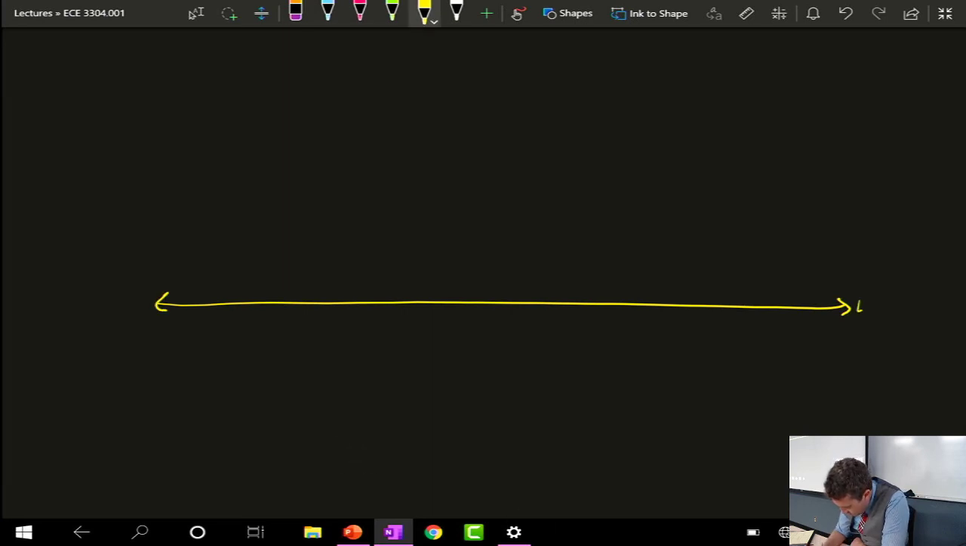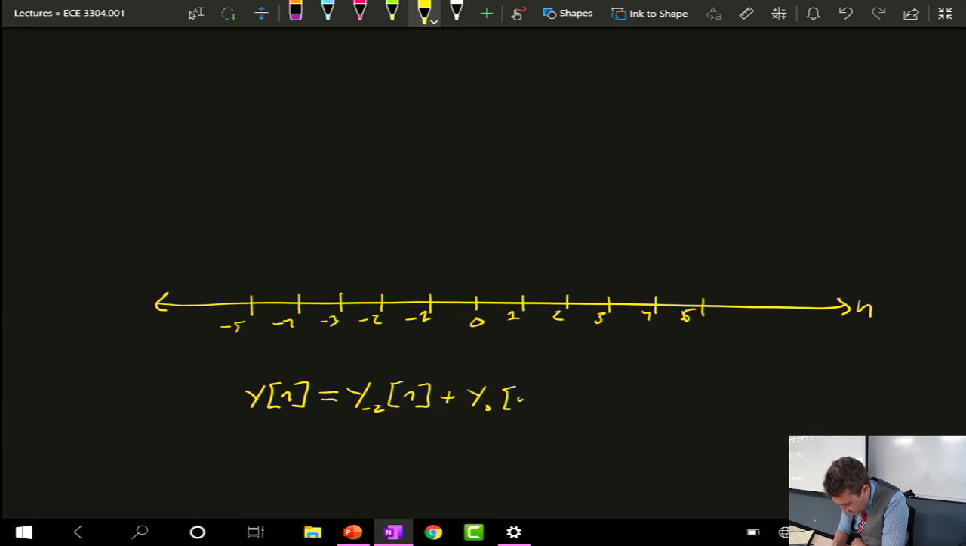Just as bad. Okay. And let's see, we have 0, 2, 3, 4, 5, 1, 2, 3, 4, 5. 1, 2, 3, 4, 5. -1, -2, -3, -4, -5. And this is going to be our y of n, which is equal to y of -2 of n, plus y of 0 of n, plus y of 3 of n.